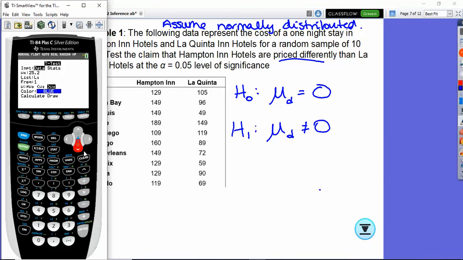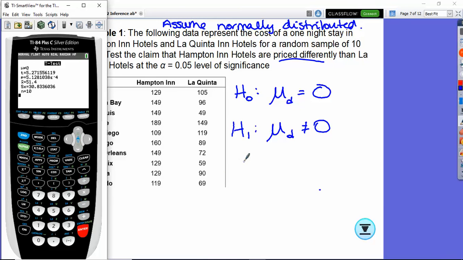Mu sub 0, what is the mean of the null hypothesis? 0. Okay, list. What list do I want to test? L3. So if you hit second and the number 3, that changes that to L3. Frequency is 1. We are testing not equal to. And then we go to calculate. And we have what we need.